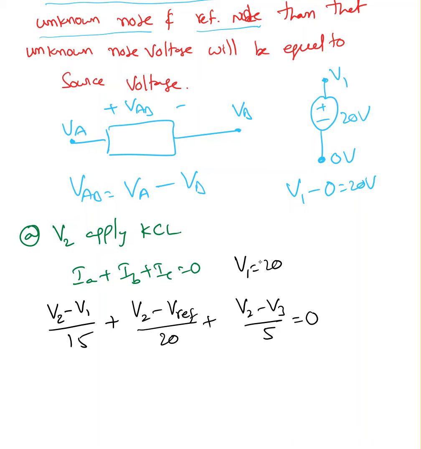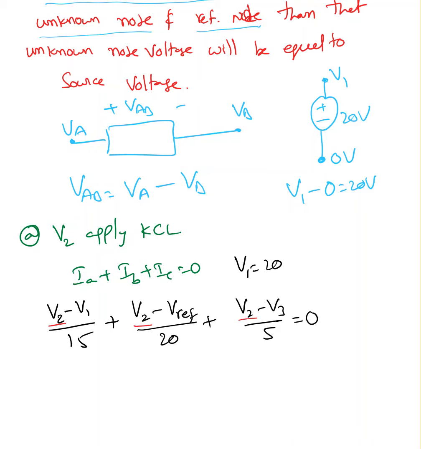Now V1 equals 20 and V reference equals 0. I chose all the currents going out of this junction because you can clearly see everything is in terms of V2 minus something, V2 minus something, V2 minus something.